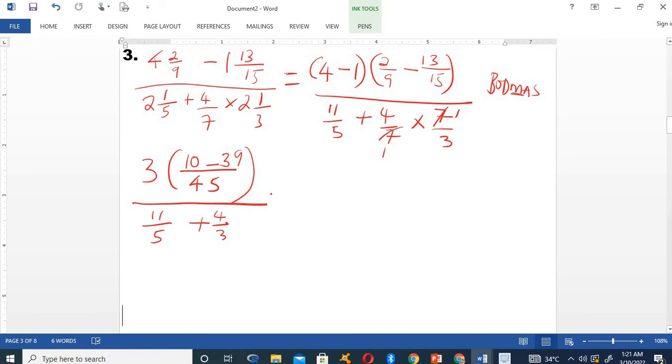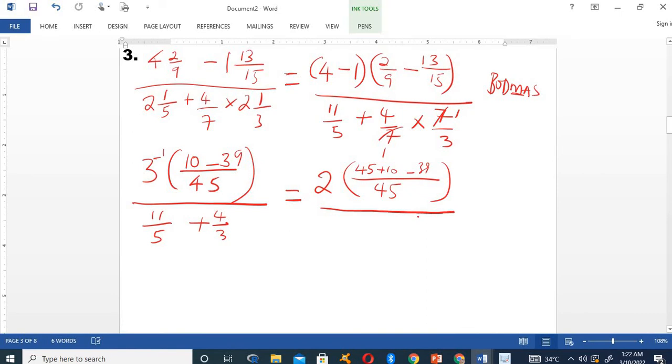For the denominator, I'm having 11 over 5 plus 4 over 3. Okay, now this number is less than this, and I have a whole part here, so I'm going to borrow 1 here. So if I borrow 1 here, it becomes 45. Okay, so because we have 45 as the denominator here, so I'm going to add it to this number. So this is what I'm going to have. Because I'm taking 1 here, the remaining is 2. Okay, so I'm going to have 45 plus 10 now, minus 39, all over 45. So it's 45 because the denominator is 45.